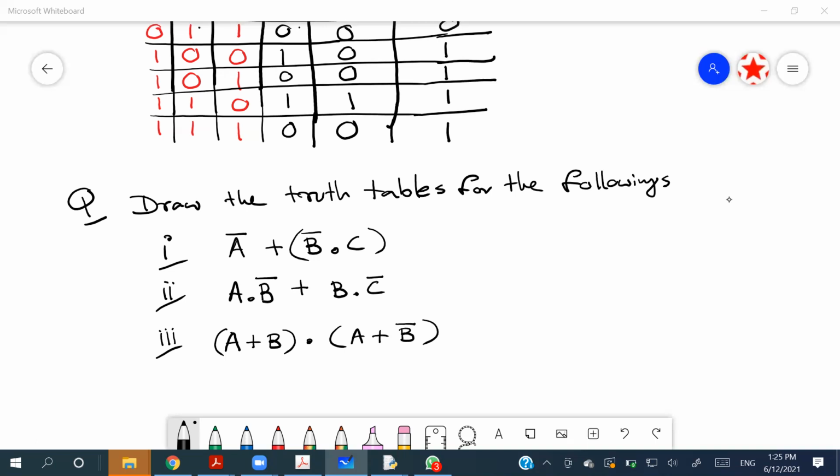So A bar is okay anyway, B bar is okay. But it's better you write ABC first, then go to the A bar and B bar, right? And it's going to get bluer. B bar dot C. Yes, okay. Right, okay. So A bar plus B dot C.